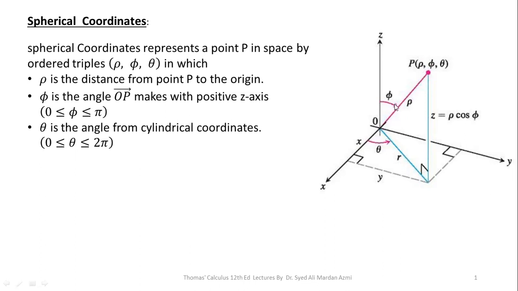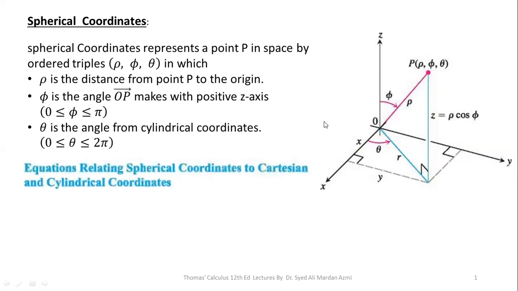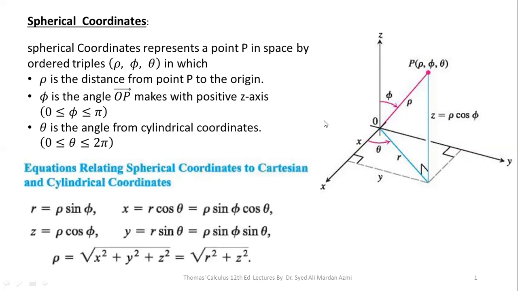This is phi here. And theta is the angle from cylindrical coordinates whose values are lying between 0 to 2 pi. Now, these are the equations through which we can interchange from spherical coordinate system to Cartesian coordinate system. And in triple integrals, we will always use the small differential volume dV as rho square sine phi d rho d phi d theta.